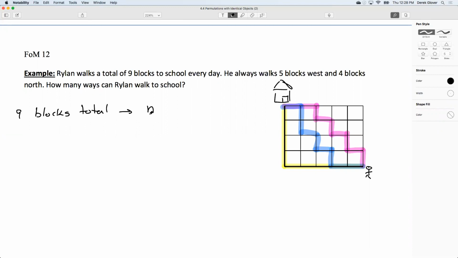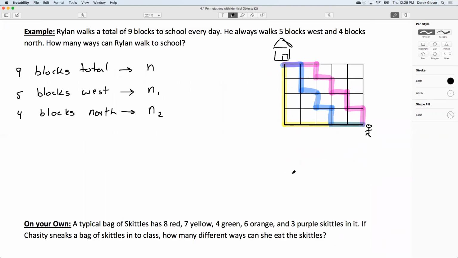That's going to be n. That's the number of blocks he travels. He's going 5 blocks west. Well, that's one of your repeated elements. You're repeating that 5 times, so we could call it n1. He's also going 4 blocks north. Again, those are repeated elements. Call it n2. You want to figure out the number of ways that he could possibly go to school?